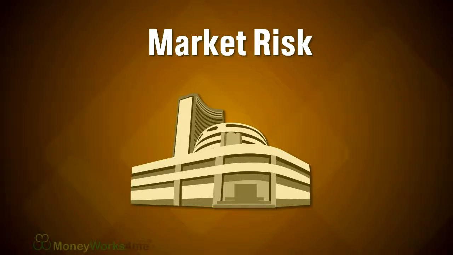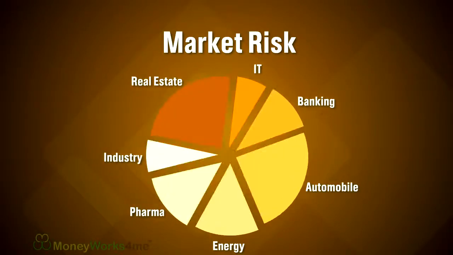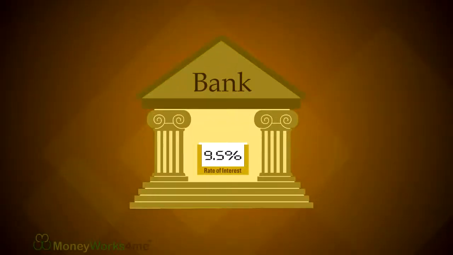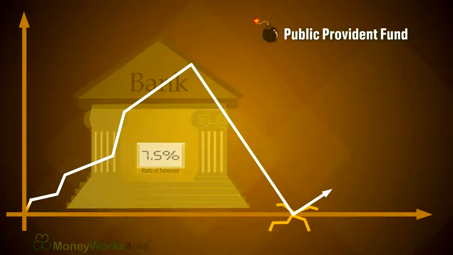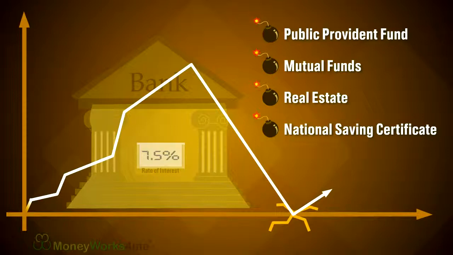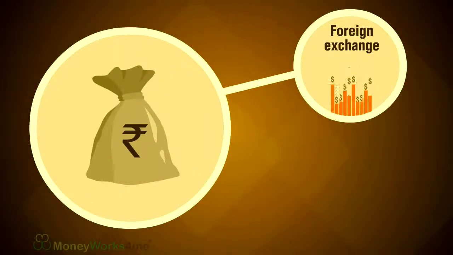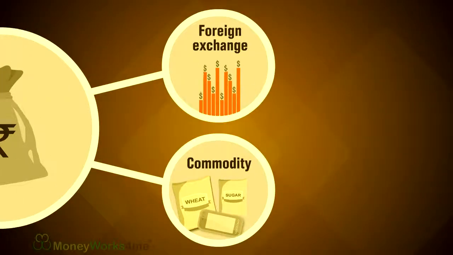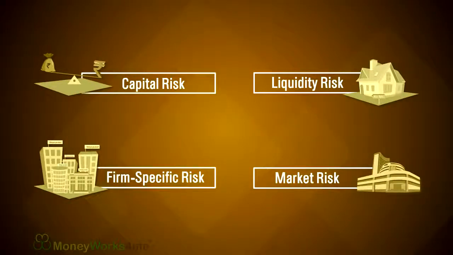Market risk. This is the risk which affects not only a particular sector but the whole economy. For example, a change in interest rates or a slowdown in the economy affects many, if not all, investment options. Some other risks like foreign exchange fluctuations and commodity prices may affect a certain class of investment options, but in varying degrees. That was all about risks.